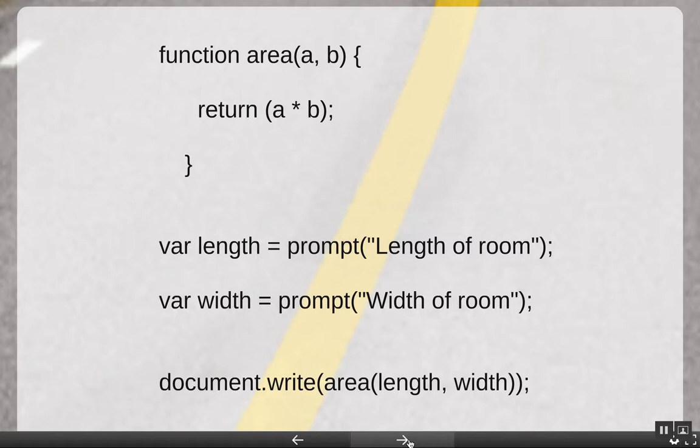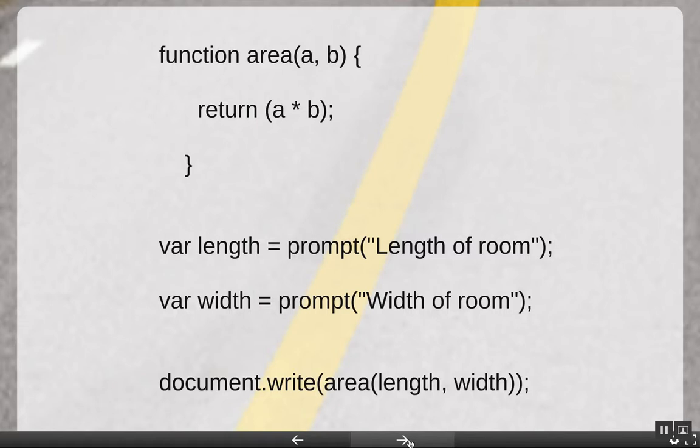Var length is assigned prompt, length of room, inside quotes and parens, semicolon. Var width is assigned prompt inside parens and quotes, width of room, semicolon. And then document.write inside parens area, and then inside another set of parens length, comma, width, ending with semicolon.